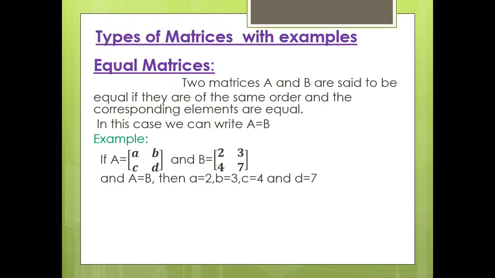Then types of matrices with example. The first matrix is equal matrix. What is an equal matrix? Two matrices A and B are said to be equal if they are of the same order and the corresponding elements are equal, then we can write A equal to B. Here A and B are two matrices of the same order, this is a 2 cross 2 matrix, this is also a 2 cross 2 matrix. Then we can directly equate the elements or the entries of the matrices. Then a equal to 2, b equal to 3, c equal to 4, and d equal to 7.